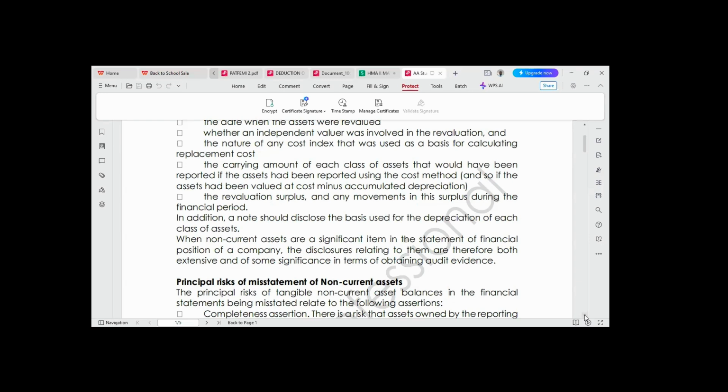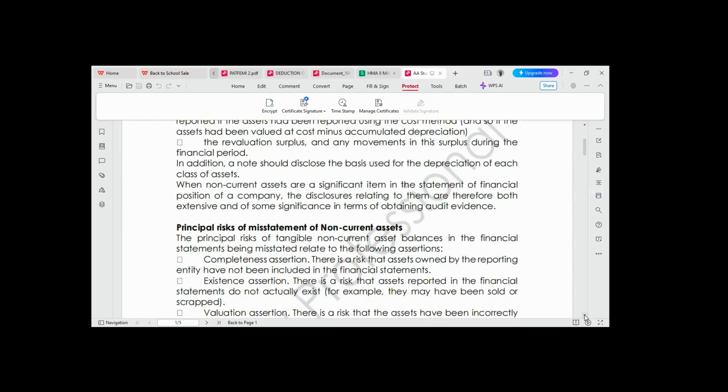All right. I said that management makes the assertion, then the external auditor tests those assertions, whether they are correct or not. So these are the assertions that the auditor will test. Number one, the completeness assertion. That is the risk that the assets owned by the reporting entity have not been included in the financial statement.